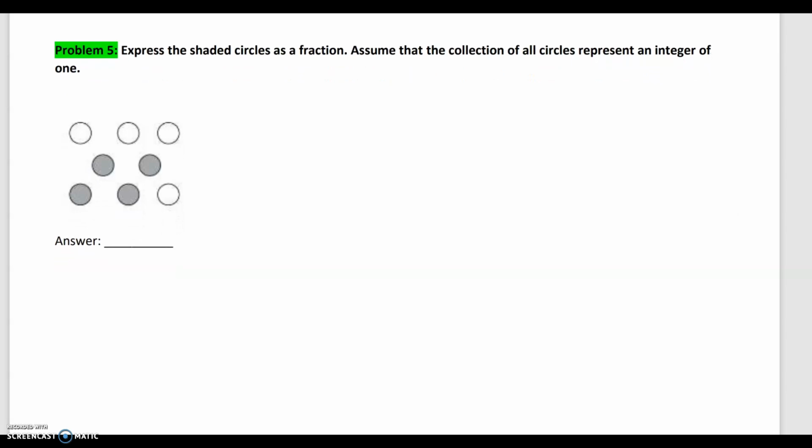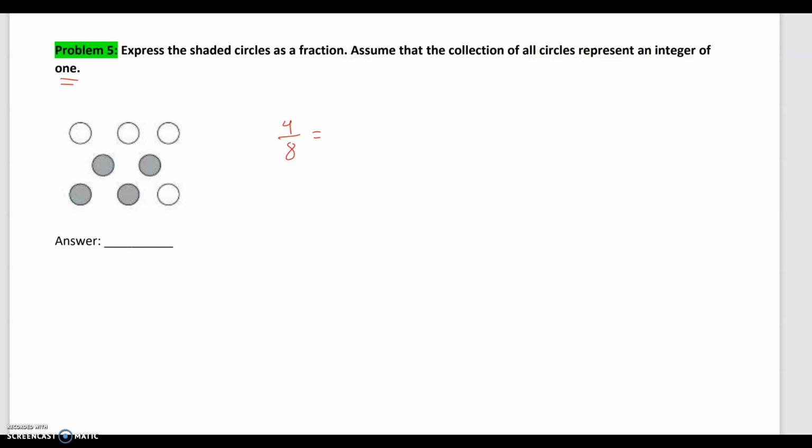Okay, so problem 5, we have to be careful because they're telling us that the whole collection of the circles represents 1 unit. In this case, well, they're out of 1. So I count a total of 1, 2, 3, 4, 5, 6, 7, 8. And then technically 4 are actually shaded. So this particular one, you can express it as 4 over 8, or you could actually reduce it.